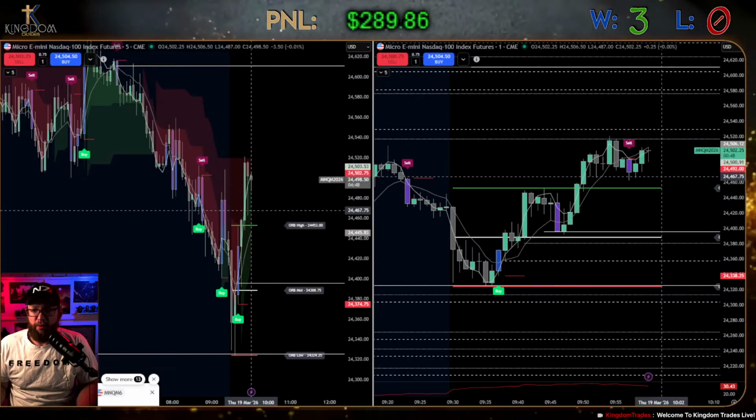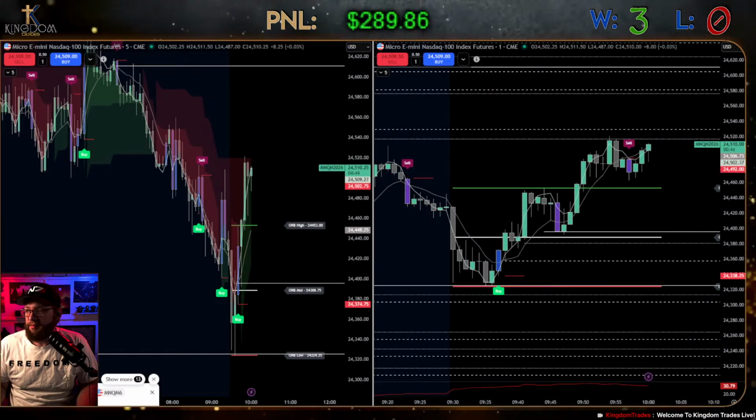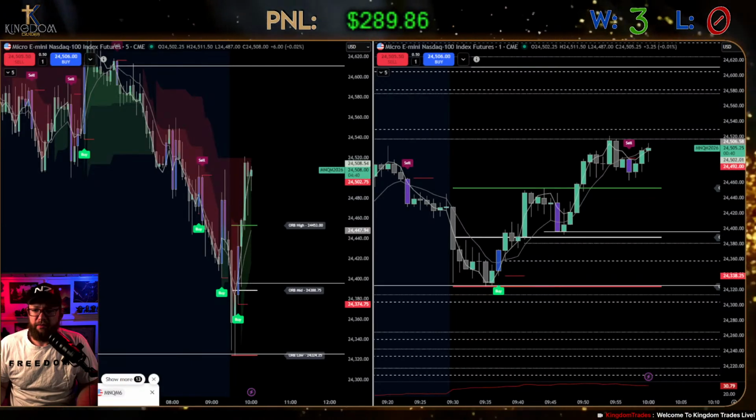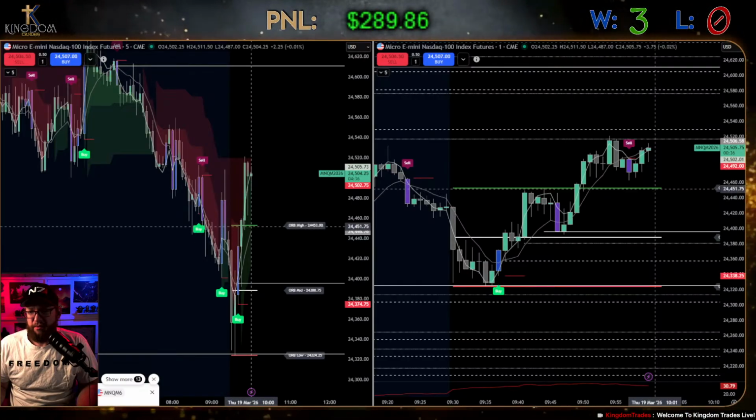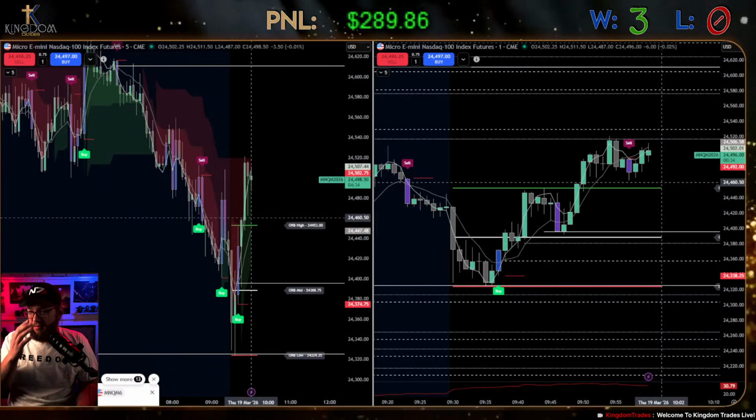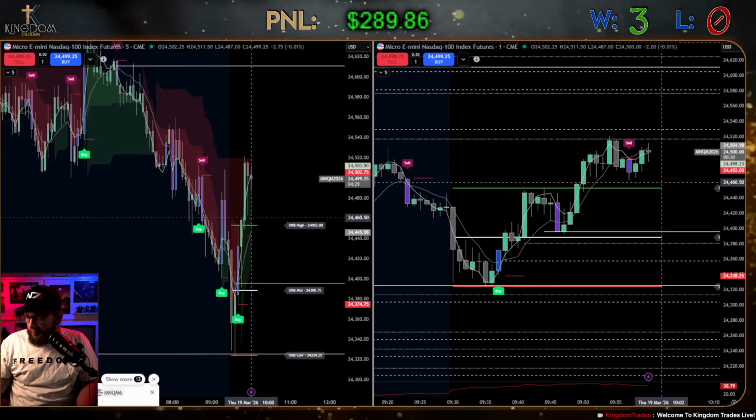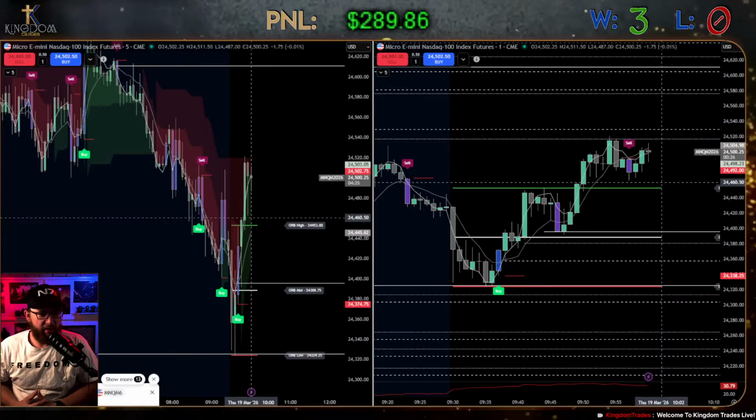So now we broke this purple, did a retest on the purple, and pushing back up to that 2 minute level. All right. Let's give it a breather.